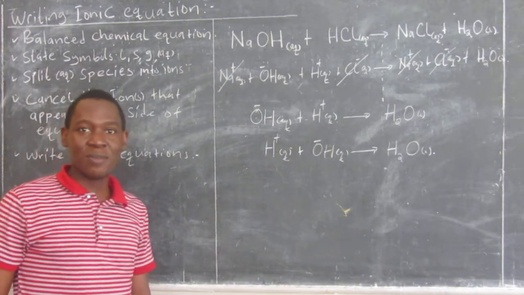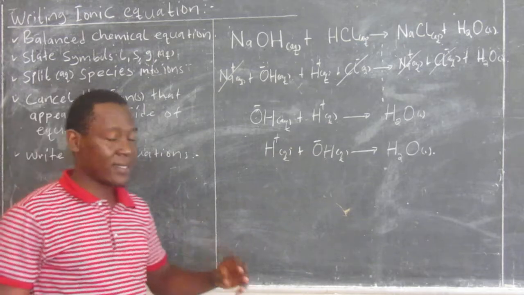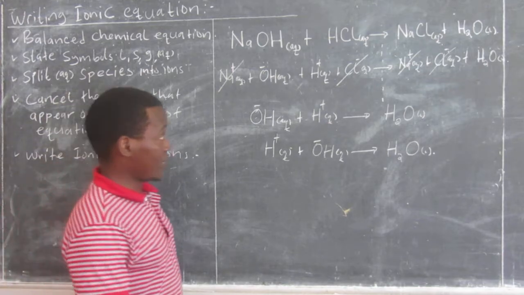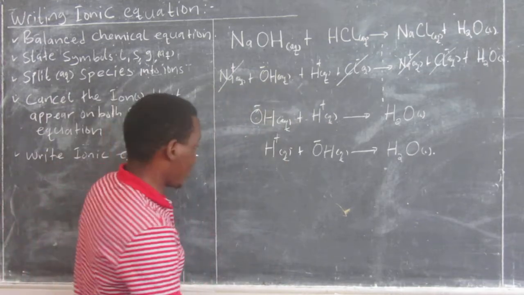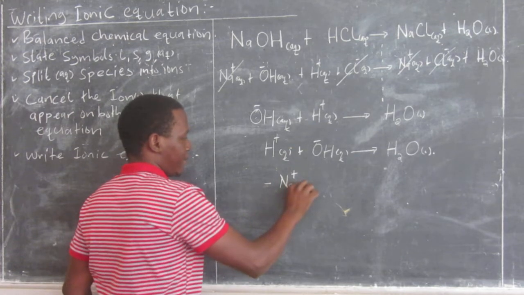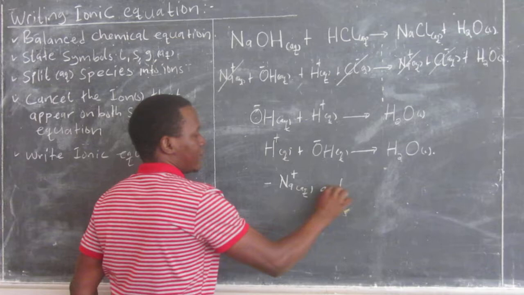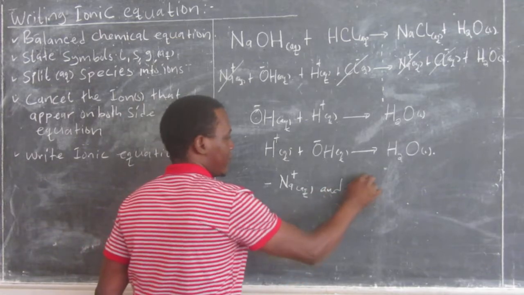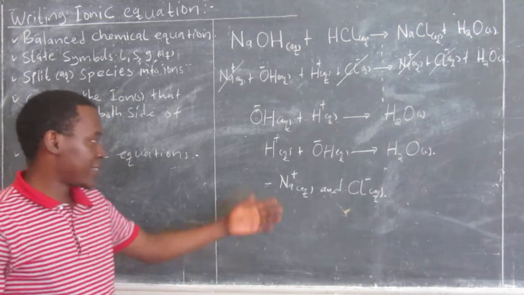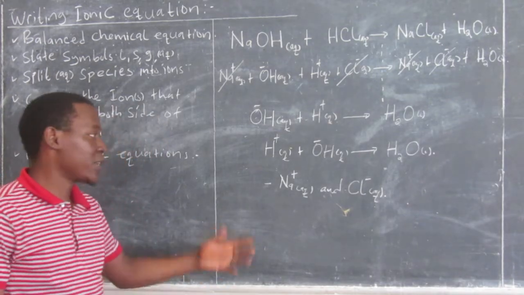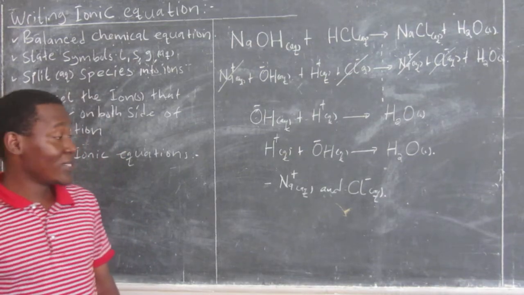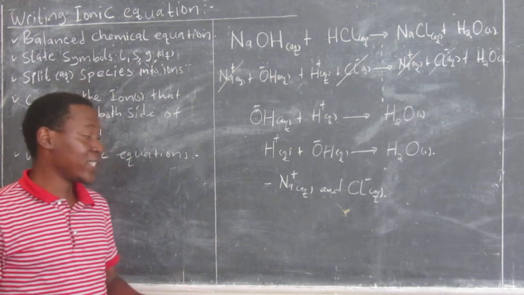Sometimes they may ask you to put down the spectator ions. The spectator ions are those ions which don't take part in a chemical reaction. In this case, our spectator ions are those ions which we canceled out. And then we have sodium and chloride ions. Those ones are what we call the spectator ions. They are the ions which don't take part in the chemical reaction. They just observe. I hope, my dear students, you have understood what we call writing an ionic equation.